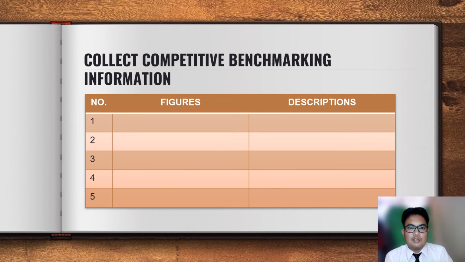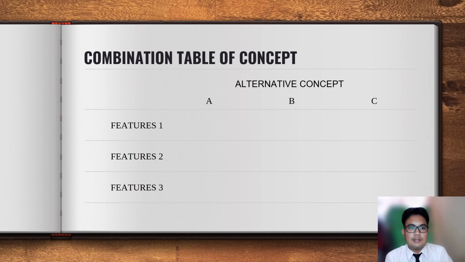Next, I will collect competitive benchmarking information to gather many types of data such as the material, weight, price, features, etc. This table can help me narrow down more data to develop the right way for the 3D router frame structure. Next is the combination table of concept, which is the same thing as systematic combination as in chapter 2 just now. The combination table guides me systematically in selectively considering the combination of fragments.